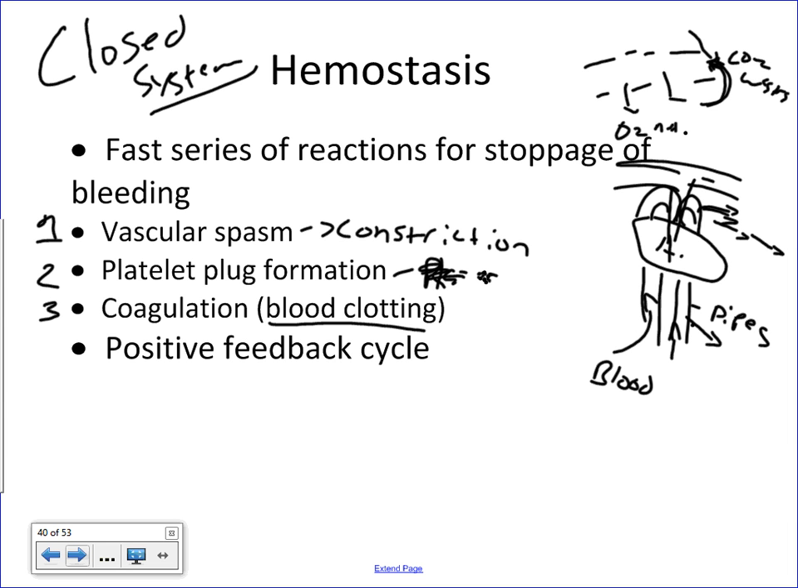So this platelet plug is not a clot. Okay, it's not a clot. But when we take this little plug of platelets and combine it with a protein called fibrin that wraps around that plug and makes those platelets stick together a lot more securely, now we've got a clot. Okay, that is a clot itself. All right, and those events occur in order. And bear in mind that this is a positive feedback cycle. It just gets more amplified until the bleeding stops.